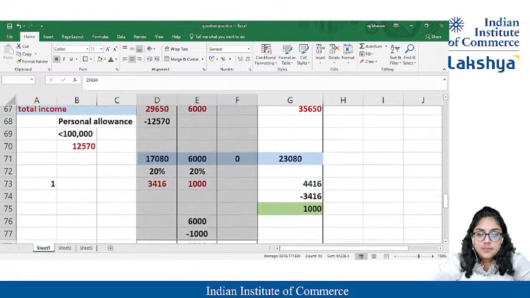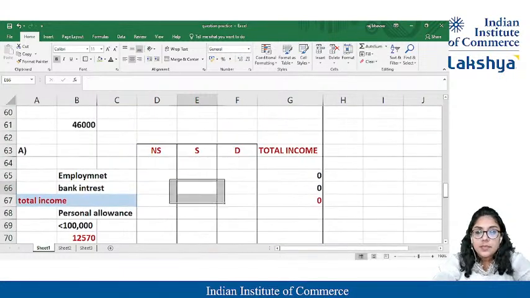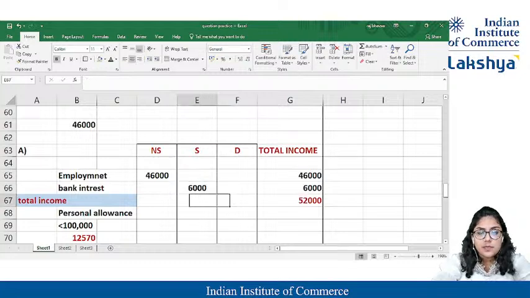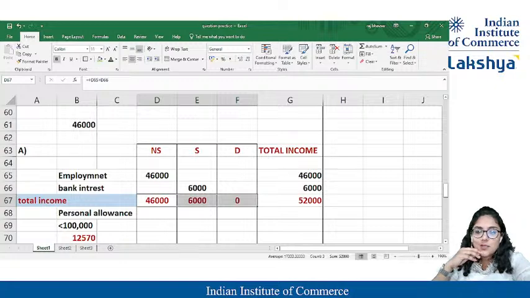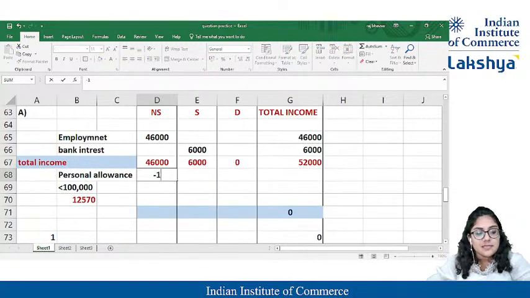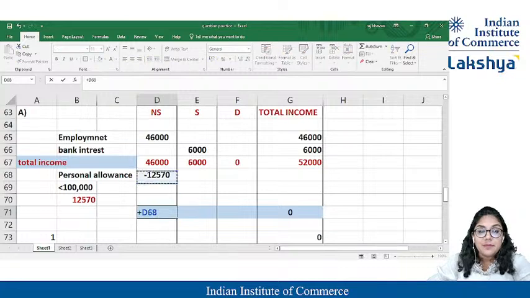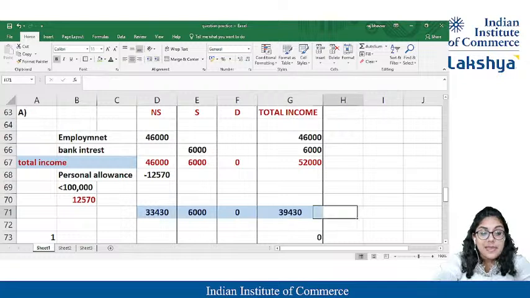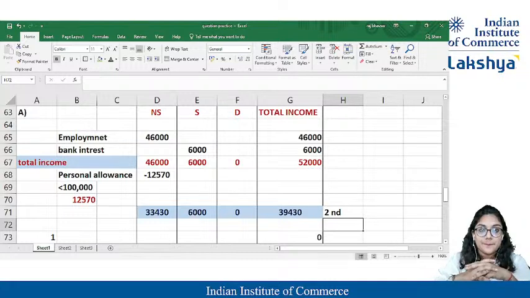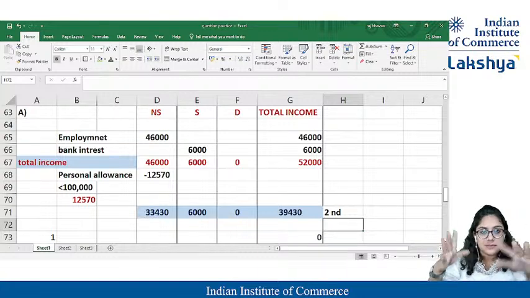Guys, I'm just cancelling all those figures. Okay students, if it is 46,000, my saving income is 6,000 again. So what is my total income? That is not a big deal. This is my total income, 52,000. Is it again less than 1 lakh? Obviously, so again we are getting 12,570 as personal allowance that I deducted. Now you need to check, is your total income less than the first slab or is it coming in the second slab? Guys, it's coming in the second band, 37,700 to 150,000.